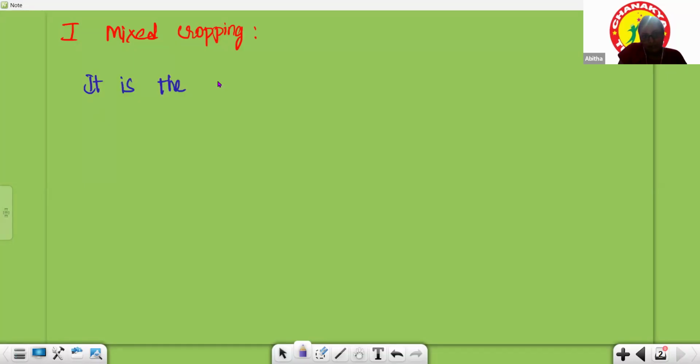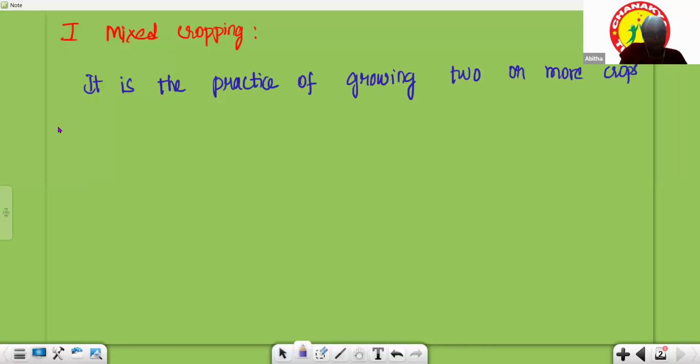It is the practice of growing two or more crops simultaneously on the piece of land.